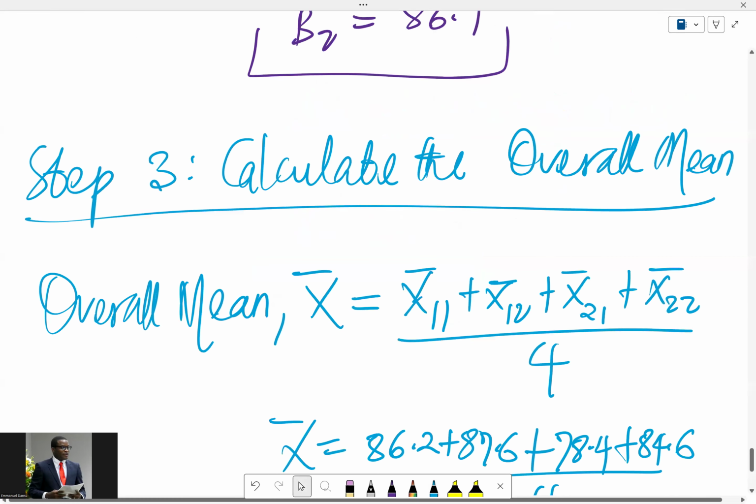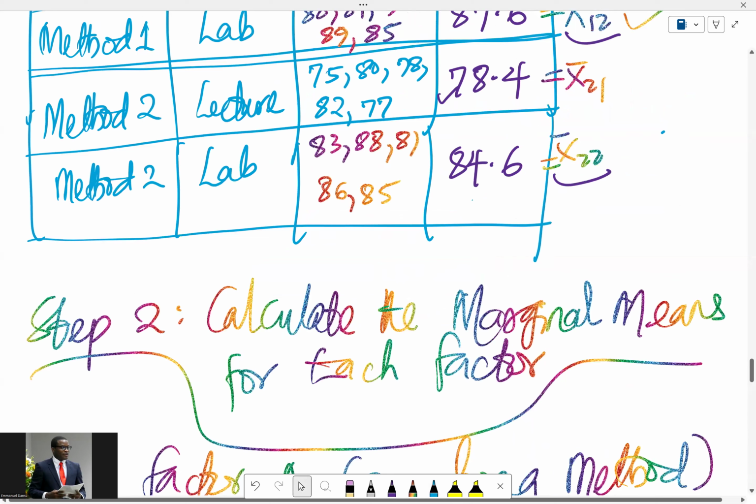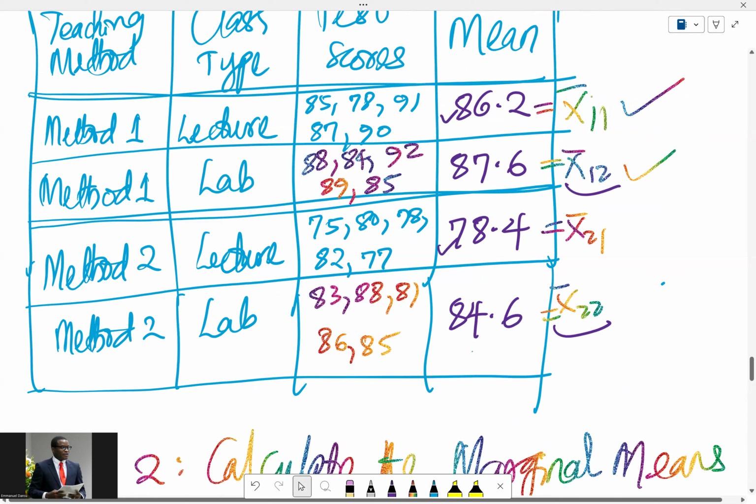Should I take the pain of doing all that to be very sure? Okay, let's try to confirm. I want to be sure there's no mistake of any sort, but I think that's actually correct. So let me go pretty fast if I can. This is 85 plus 78 plus 91 plus 87 plus 90. Don't forget we are adding 20 things, so we have to divide by 20.